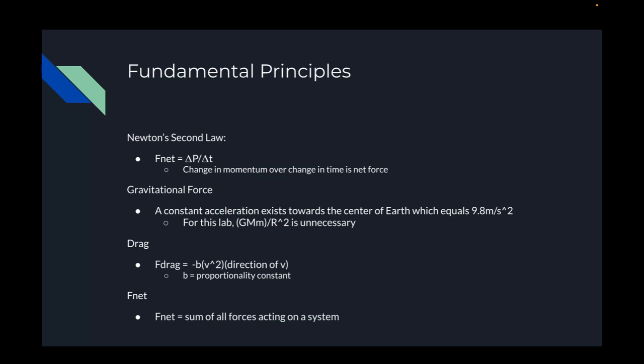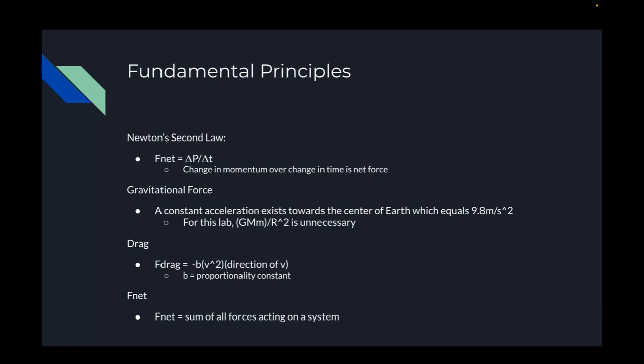There are some fundamental principles we need for this lab, the first of which is Newton's second law, which is F net equals change of momentum over change of time. We also need to know gravitational force, which for this lab we're just going to use 9.8 meters per second squared as gravity. For the purposes of this lab, the gravitational constant times big M little m over r squared is completely unnecessary, because we're so close to the surface of the Earth, and the masses of these objects are just so small. We're going to be using the drag formula, which is negative b times v squared times v hat. And we're also going to assume that F net is equal to the sum of all forces acting on the system.